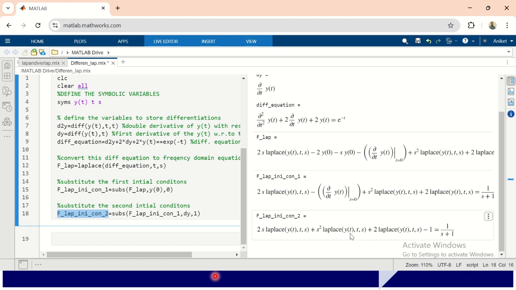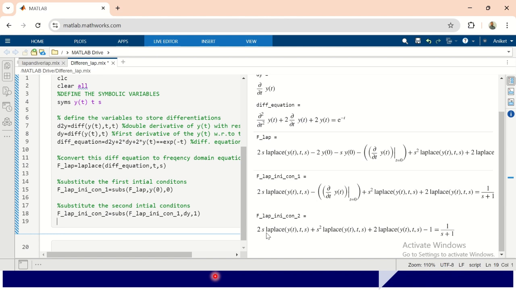This is 2s Laplace y of t, s, then s square Laplace. Now from this equation we just have to take this Laplace y of t common, and shift the other terms to the other side of the equal to sign. But before doing that, this equation cannot be used. What I mean to say is that we have to substitute something in place of this, because we are going to use this function solve.